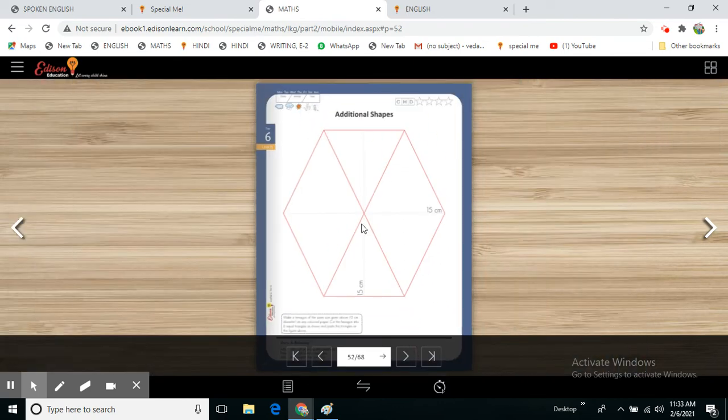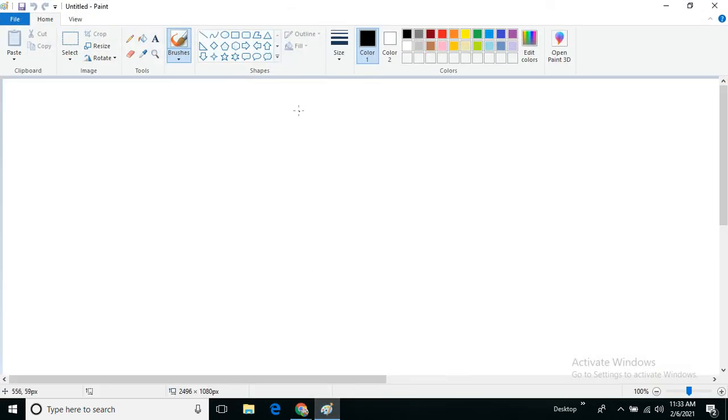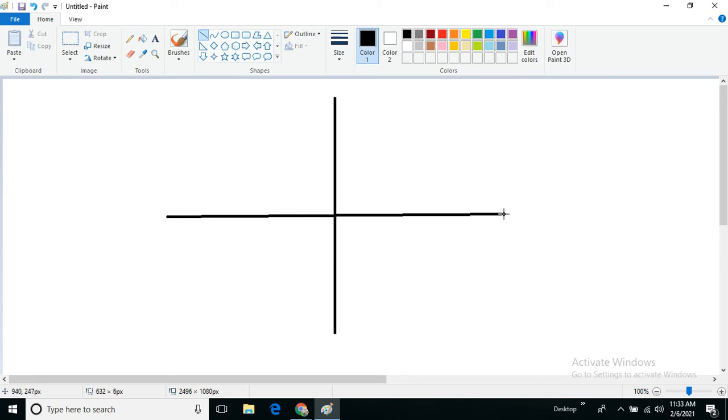Okay, now I'll show you how to draw the hexagon shape on the colored paper. Right, see carefully. You can take help of your parents, right? First of all, you have to draw a standing line like this of 15 centimeter. You have to draw a standing line of 15 centimeter. Then in the middle you have to draw a sleeping line of 15 centimeter again. Like this, right? And now you have to draw a hexagon shape over it, right?